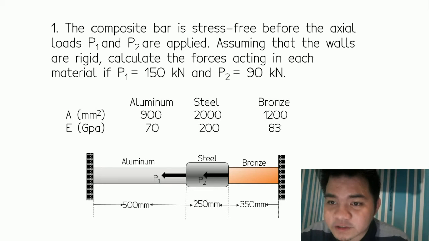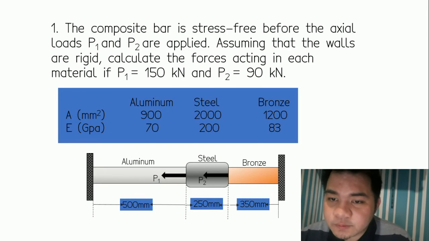The composite bar is stress-free before the axial loads P1 and P2 are applied. Assuming that the walls are rigid, calculate the forces acting in each material if P1 is equal to 150 kN and P2 is equal to 90 kN. Given the area, elasticity, and length of each material.